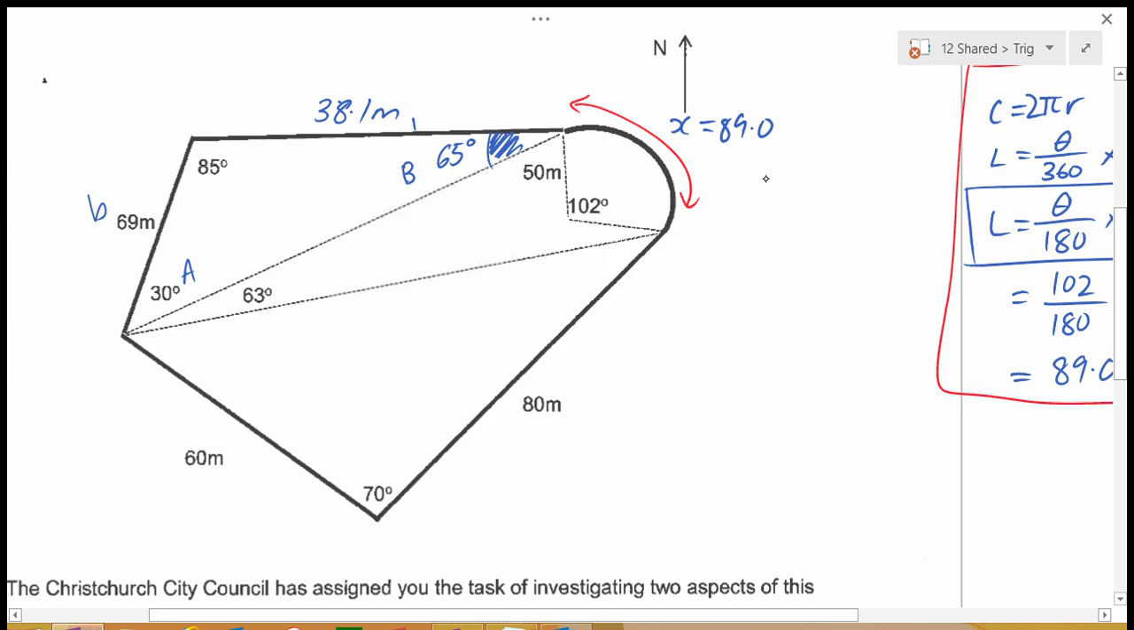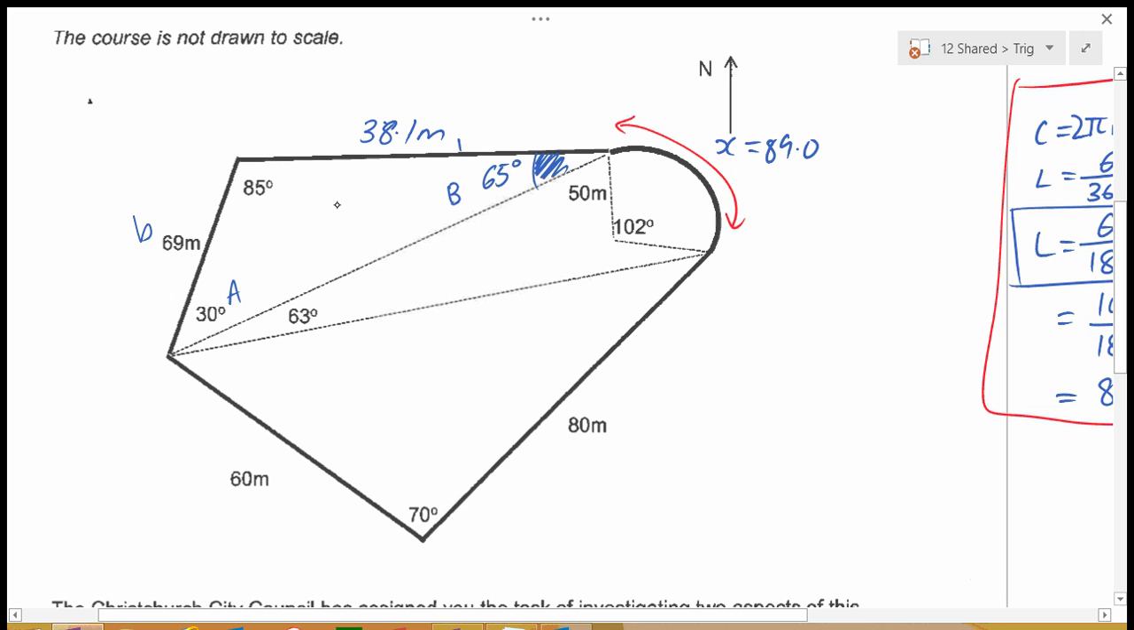Now we can start looking at areas. I'll break it up into some partitions. So I've got 1, 2, and 3, and I'm going to find each of those areas separately.